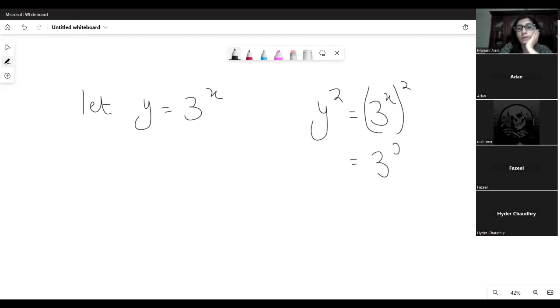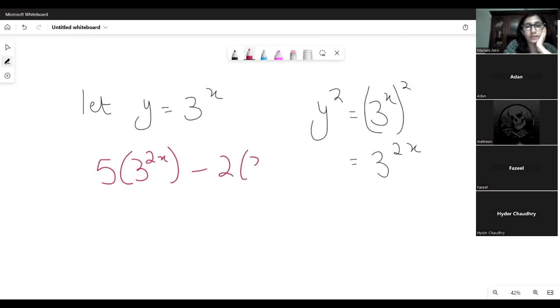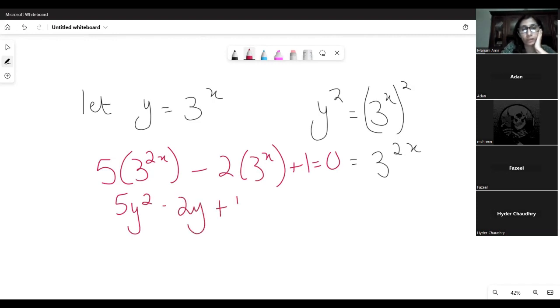3 to the power 2x, which means if you have an equation like 5 times 3 power 2x minus 2 times 3 power x plus 1 is equal to 0, this is a hidden quadratic equation. You have 5y square minus 2y plus 1 is equal to 0. That was the purpose of this whole exercise, that you can identify y and y square in a hidden quadratic equation.